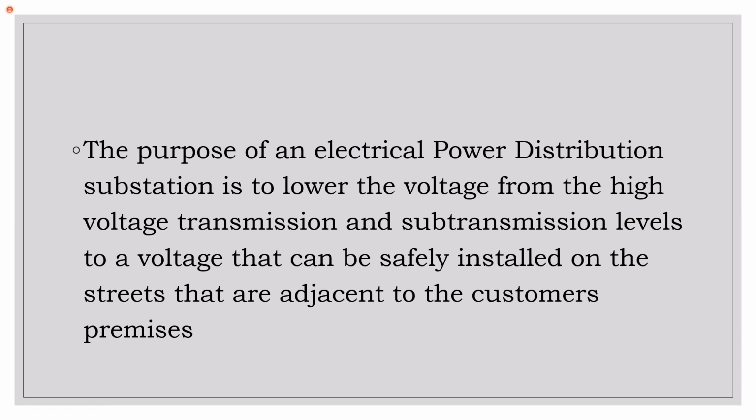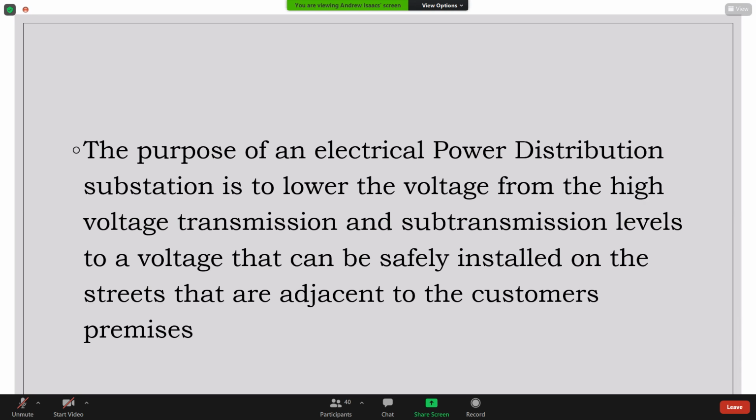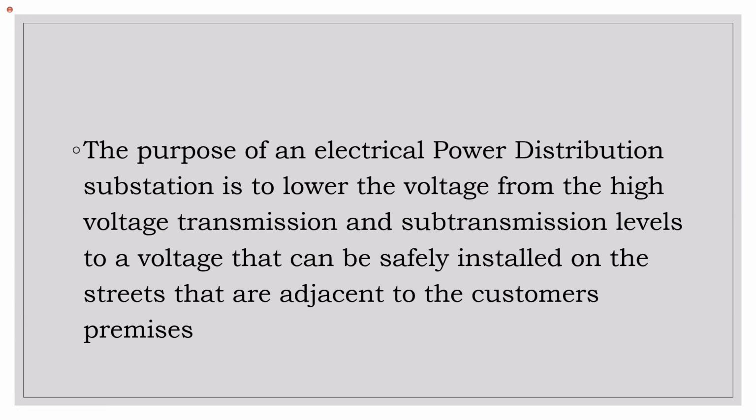Now, the purpose of your distribution substation is to lower the voltage from your transmission, and we said this earlier, and subtransmission. The subtransmission would be the input you would have gotten from your step-down substation, right? So from your transmission or subtransmission levels to a voltage that can be safely installed on the streets or adjacent to the customer's premises. So in other words, your distribution substation will take the voltage from the 69 kV transmission level down to 24, which is distribution.